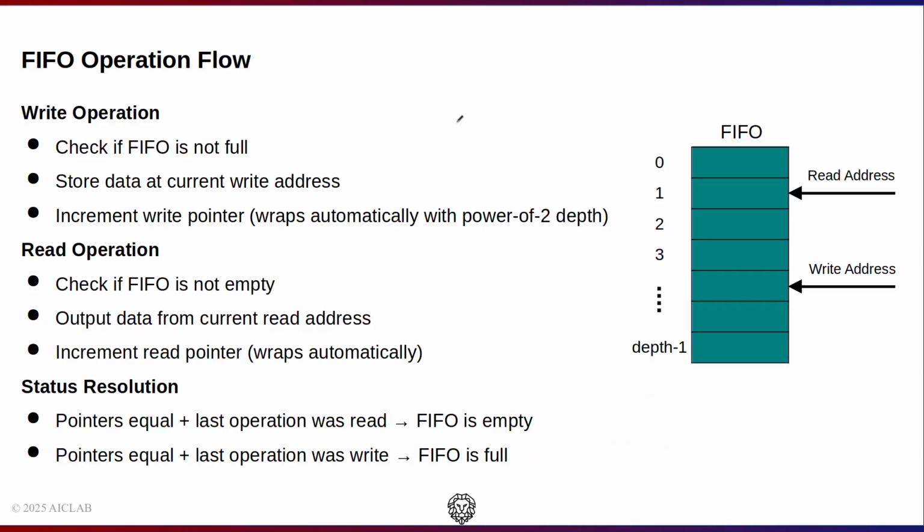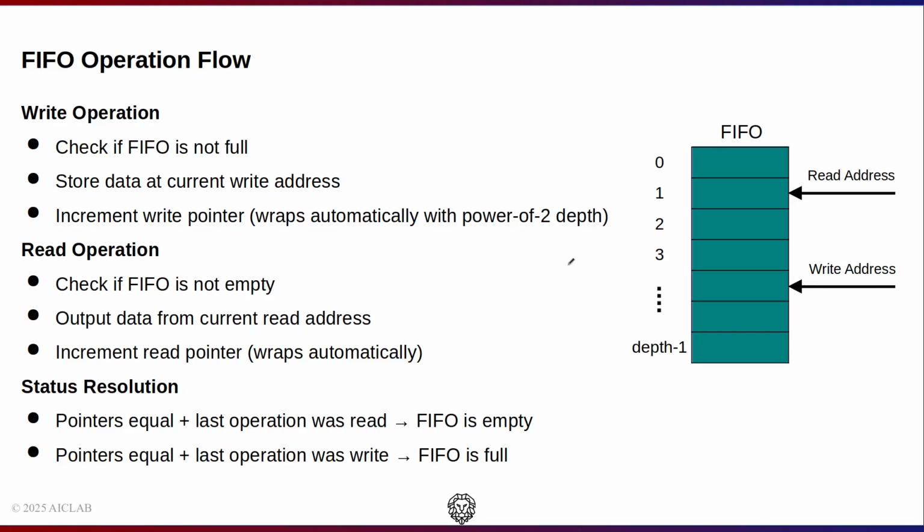FIFO operation flow. First, look at the write operation. Initially, the write address is set to 0. During the write operation, it checks if the FIFO is not full. Then it stores data at the current write address. So in this example, it stores data here. Then it increments the write pointer. After that, the write pointer points to this address.